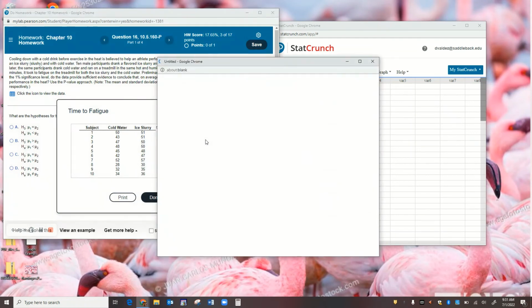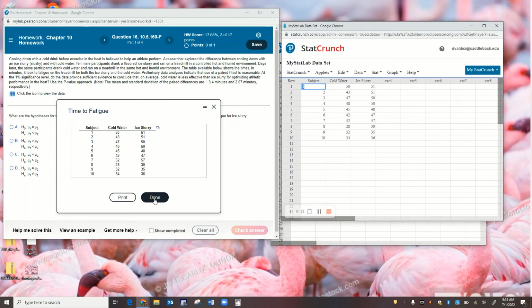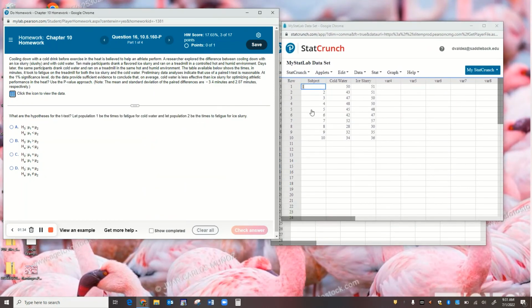Open that bad boy in StatCrunch. Okay, there it is. Let's put it over there for now. We're done. So what are the hypotheses for the t-test? Let population 1 be the times to fatigue for cold water, and then population 2 be for ice slurry. And notice here they said cold water is less effective. That's what they're claiming. So if cold water is less effective, then the time for the cold water would be less than slurry. So mu1 would be less than mu2.